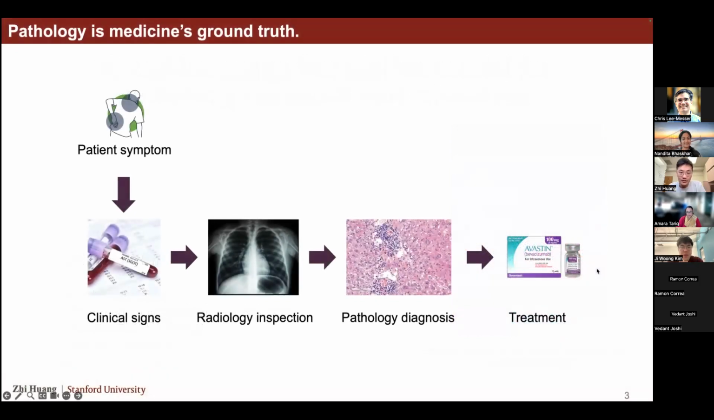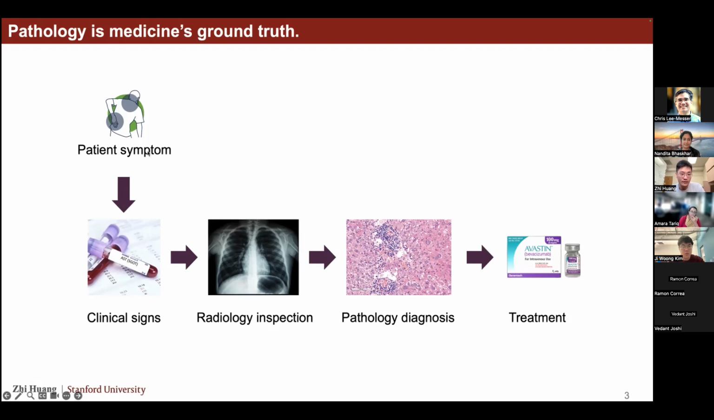Before we dive into the details, I want to give a little more background about pathology and why it is so important. It is known that pathology diagnosis is the gold standard that informs all the subsequent medical decisions, such as the treatment plan, the surgery, and the follow-up strategy in hospital care, right? Pathology is the ground truth.